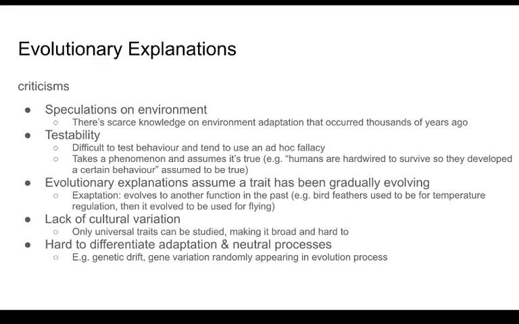Furthermore, it's very difficult to test the behavior in the long term like this, and it tends to have an ad hoc fallacy. Basically, what's happening is that it tends to take a phenomenon and assume that it's true. In the case of evolutionary explanation, they often take the argument of how humans are hardwired to survive, so they develop a certain behavior. That argument tends to be assumed to be true without testing if it's true or not.